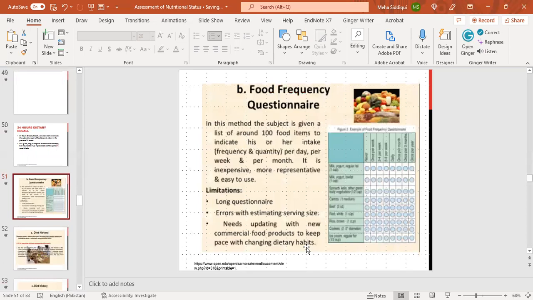Then comes food frequency questionnaire. In this method, the subject is given a list of around 100 food items to indicate his or her intake per day, per week, and per month. It is inexpensive, more representative, and easy to use. Limitations are a long questionnaire, errors with estimating serving size, and needs updating with new commercial food products to keep pace with changing dietary habits. So this is a picture of a food frequency questionnaire.